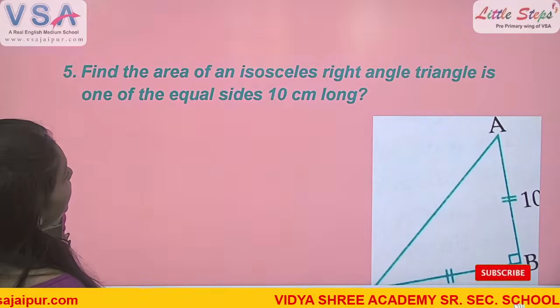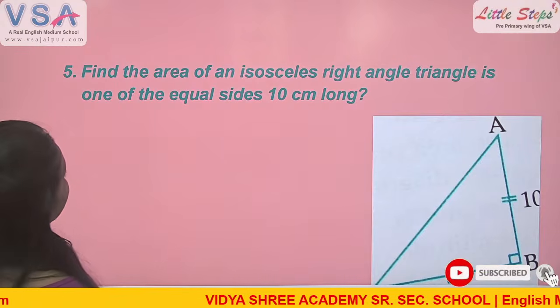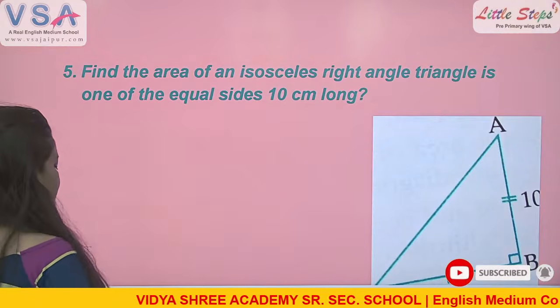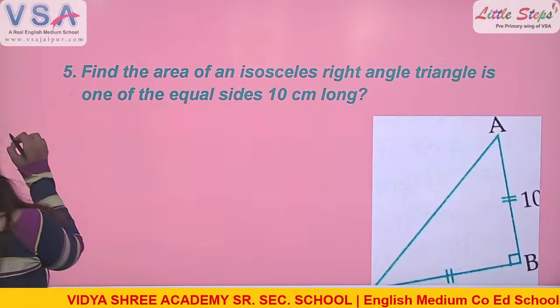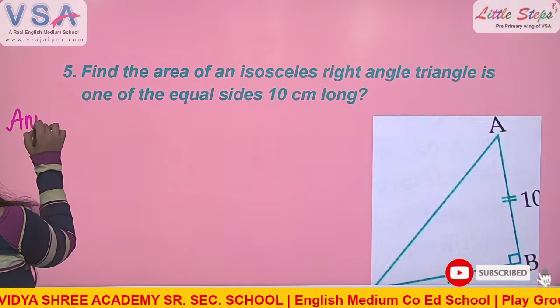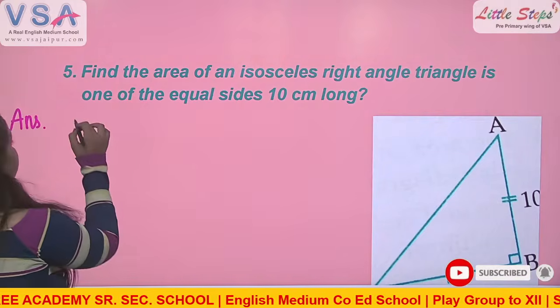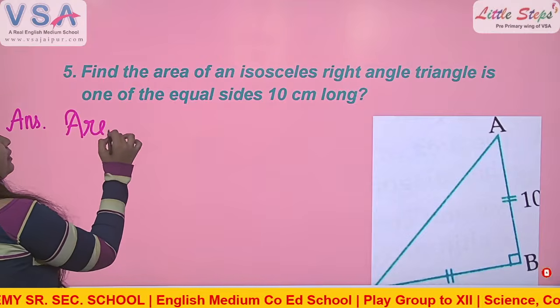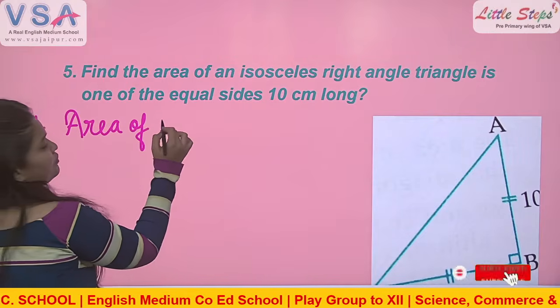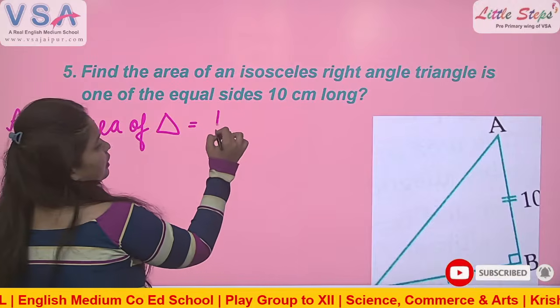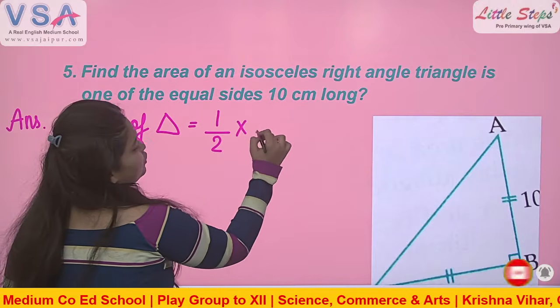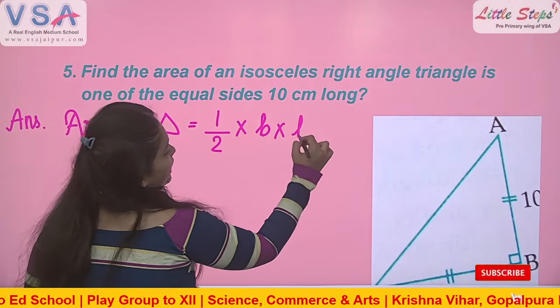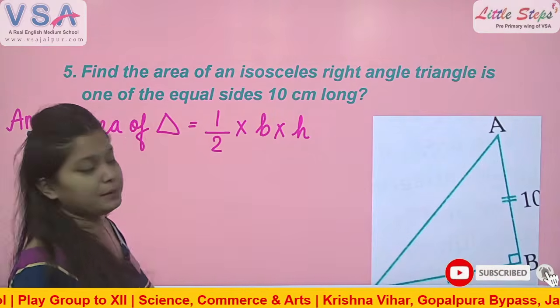Find the area of an isosceles triangle if one of the equal sides is 10 centimeter long. Same, the formula we will discuss already. Tell me the formula of area of triangle. What is the area of triangle? Half into base into height. Half multiply base multiply height.